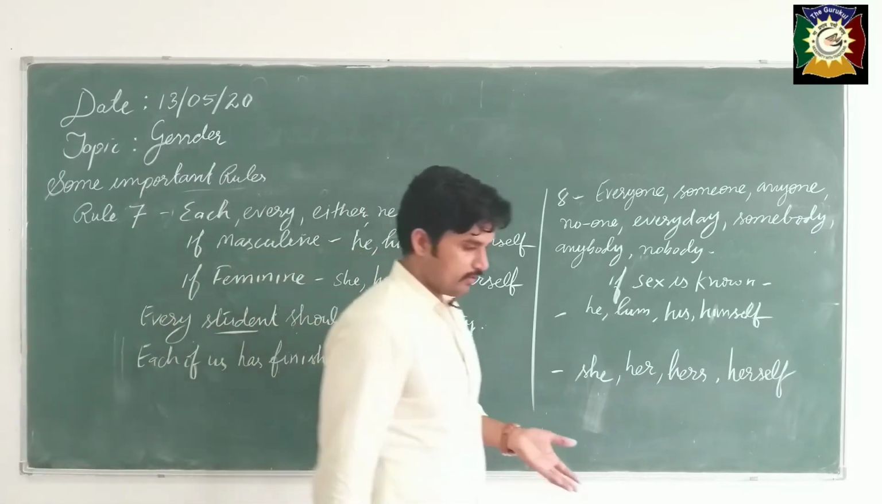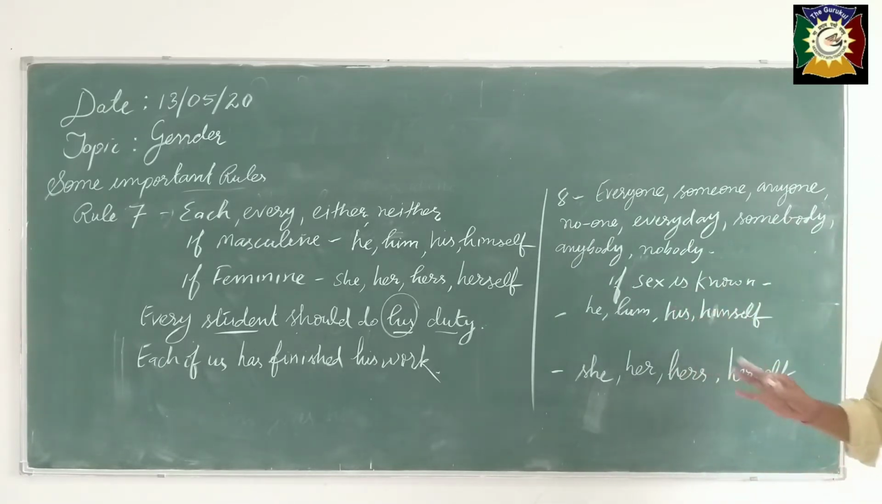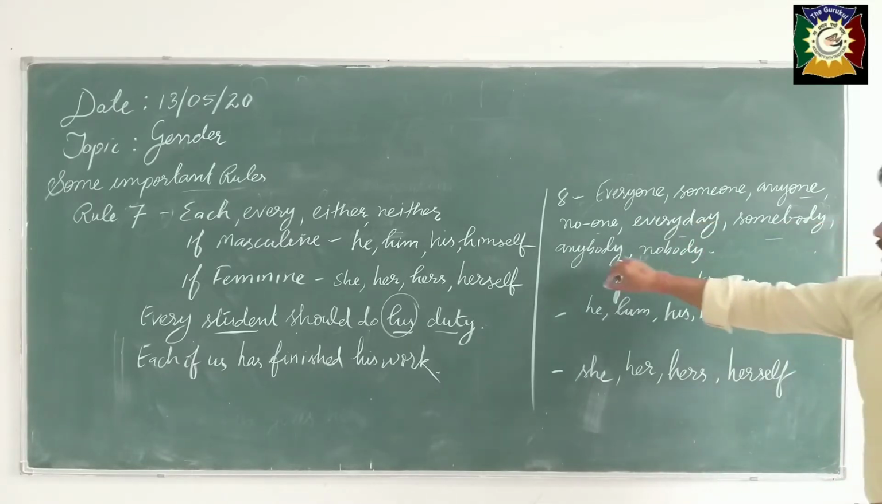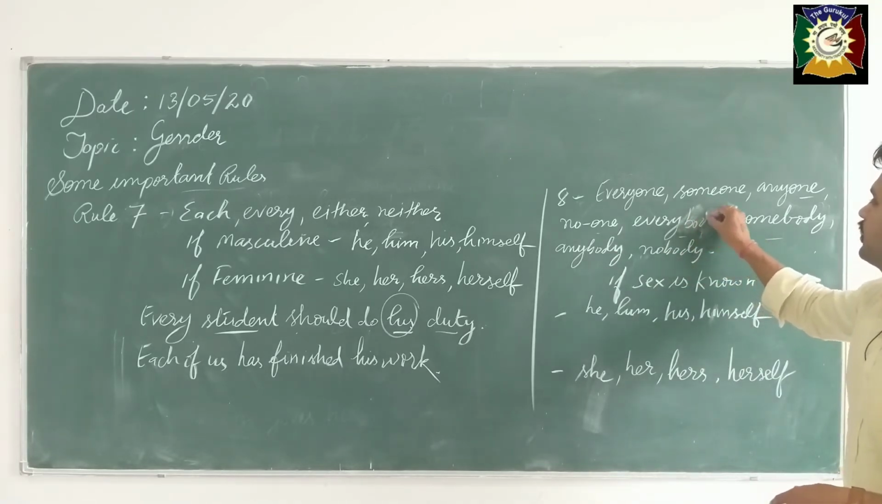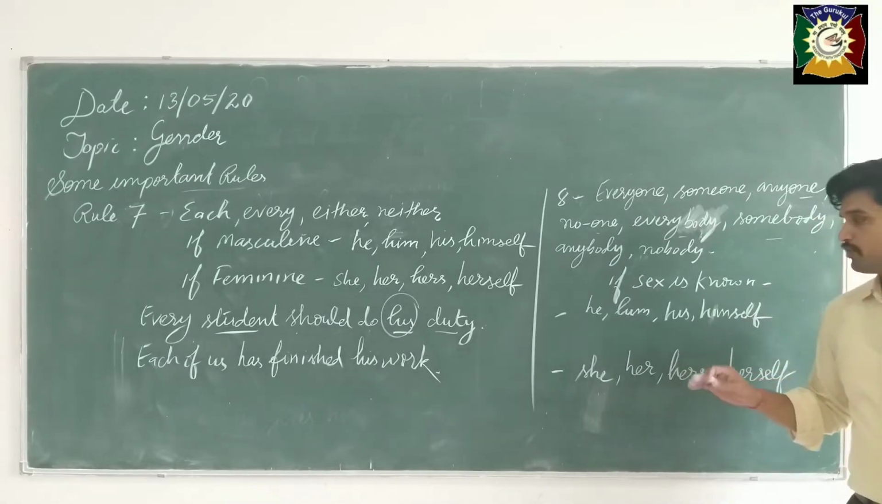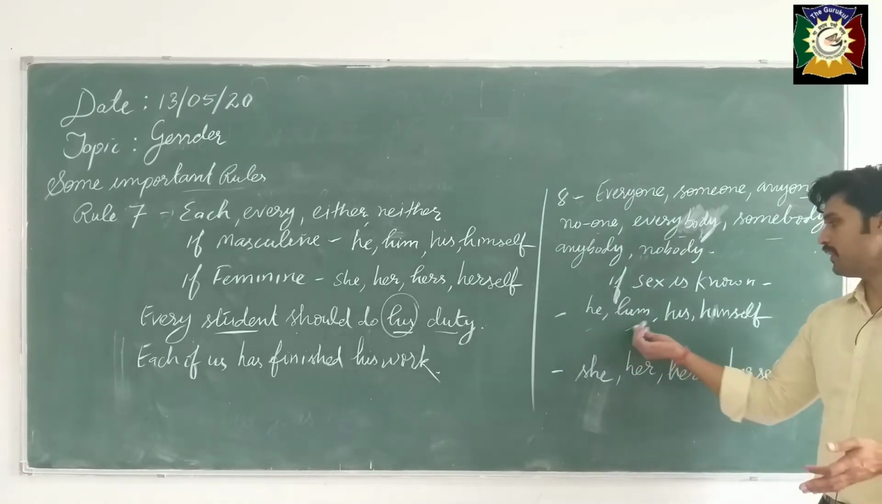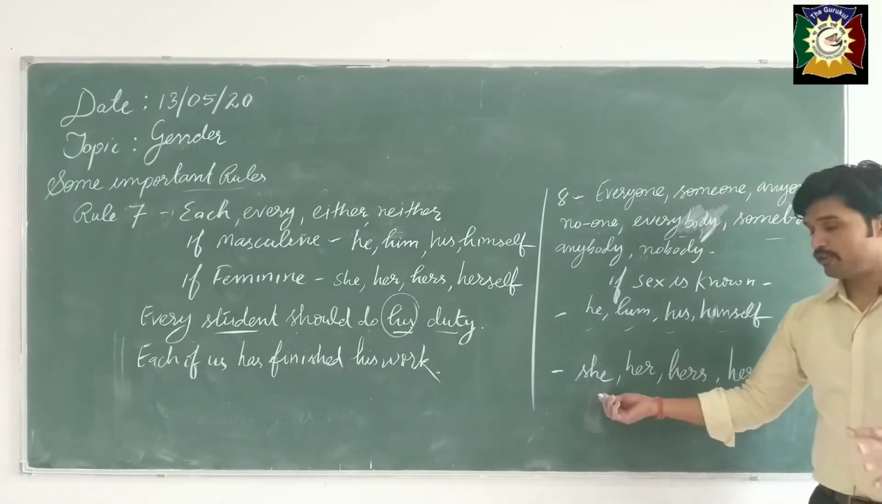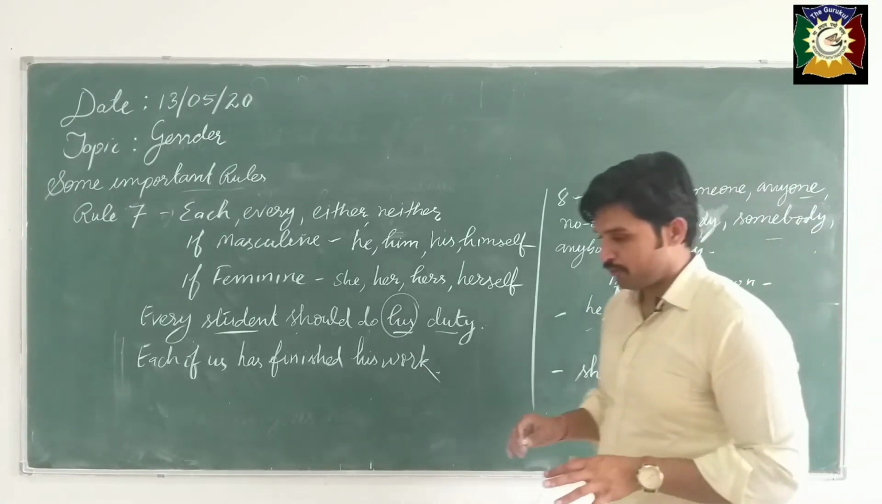Now moving on to 8th number, here too, look at these words. The rule is quite the same. When you have everyone, someone, anyone, no one, everybody, somebody, anybody, nobody. Sorry, it should be everybody. If you come to know about the sex, then if you see all are males, then you use he, him, his, or himself.